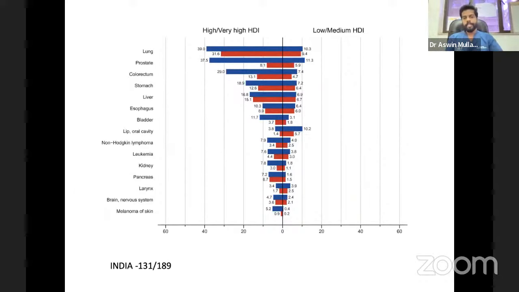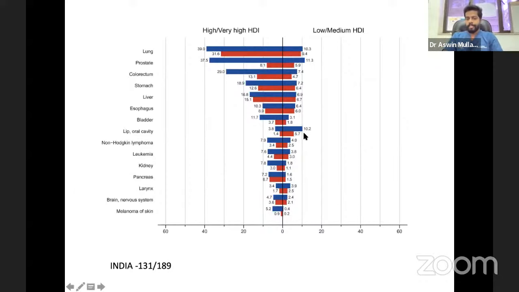Here you can see something very interesting, the Human Development Index, HDI. It is similar to GDP, which you all will be aware of. But here what extra we have is the level of education of the people, the quality of living, all these kinds of things are included. So it is superior when compared to GDP. Mostly Globocan and other cancer data registries use this HDI as a tool.